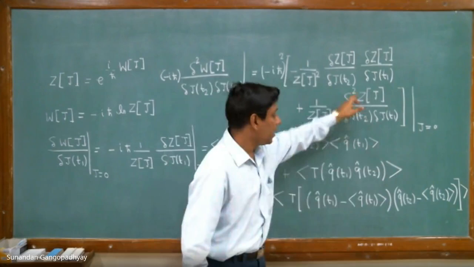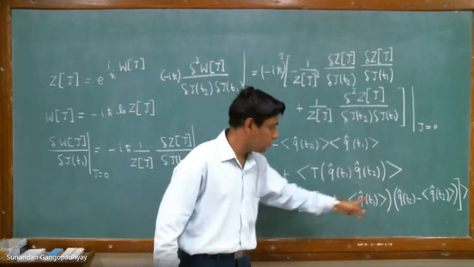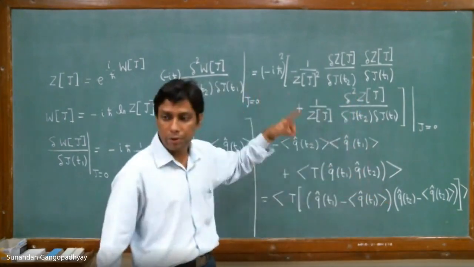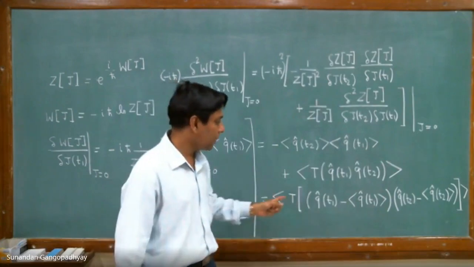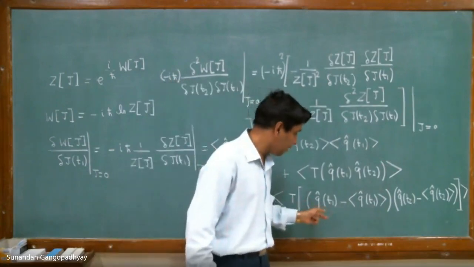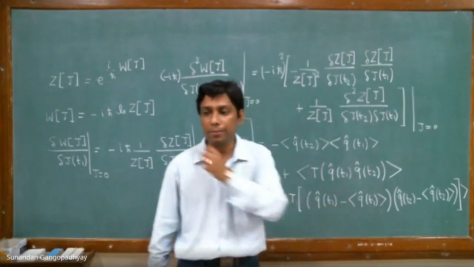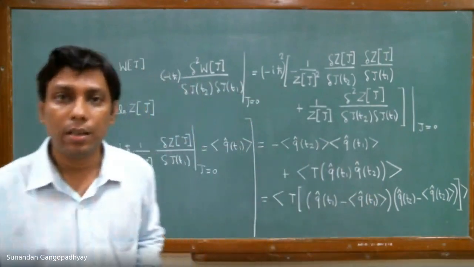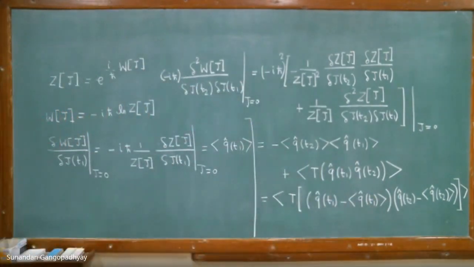So Z was giving the time ordered product of these two operators, but W, if you differentiate twice, gives you the time ordered product of the deviation of these operators from their mean. So these two objects are different. You can understand the difference between these two objects now.